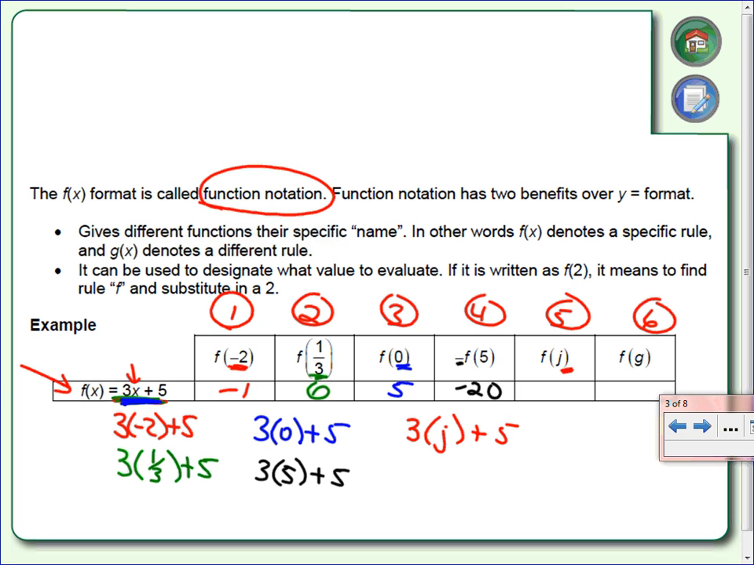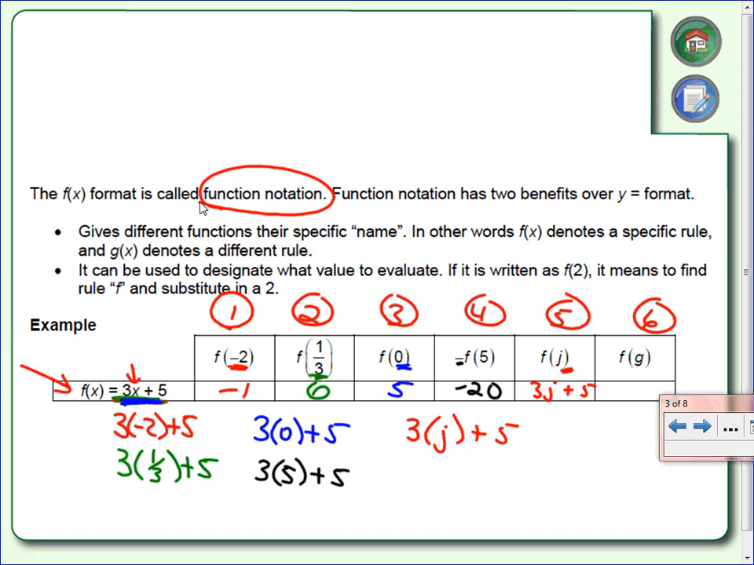Kind of a trick question. 3 times a j is 3j. That's right, 3j. Of course, don't forget about the plus 5 that we also have here. So the answer here looks a little funny. It's going to be 3j plus 5. Number 6 is the same thing.